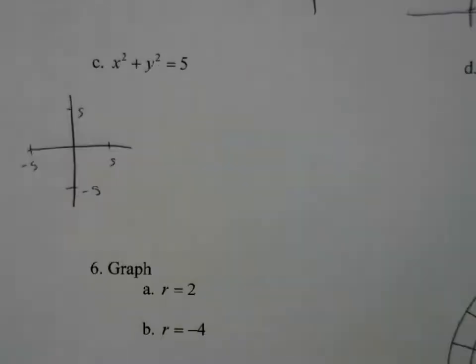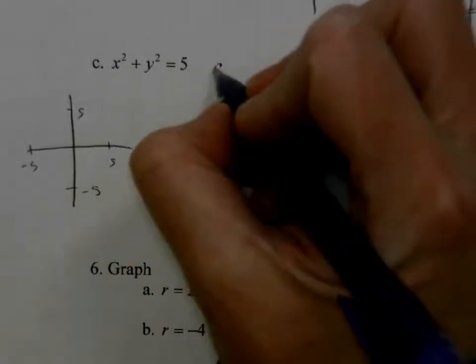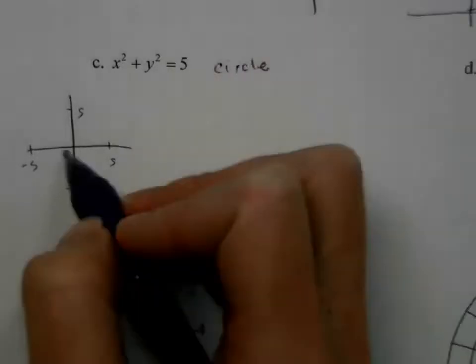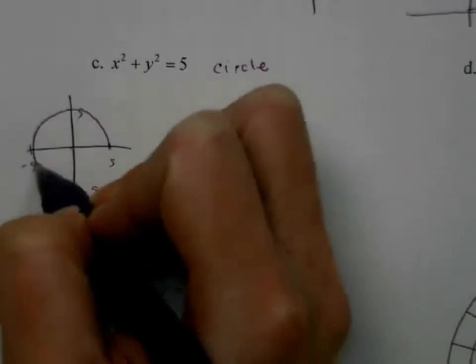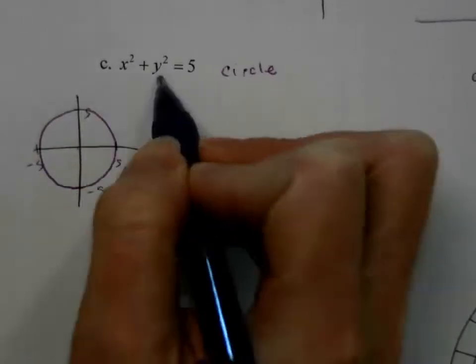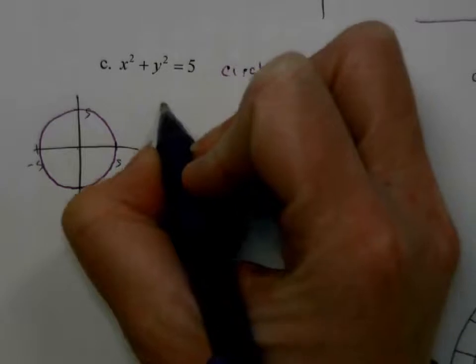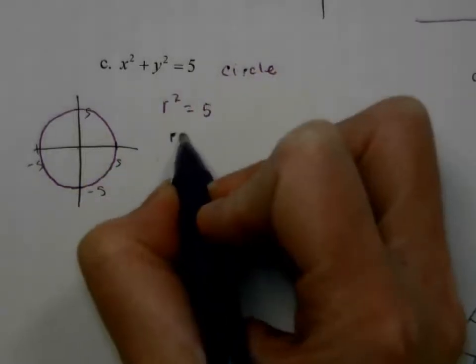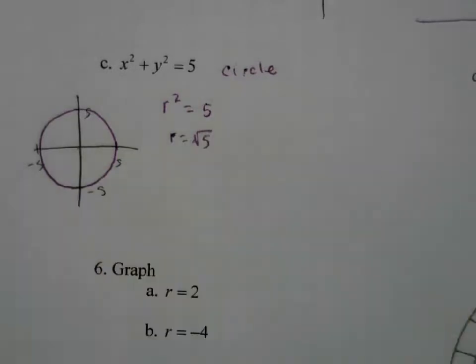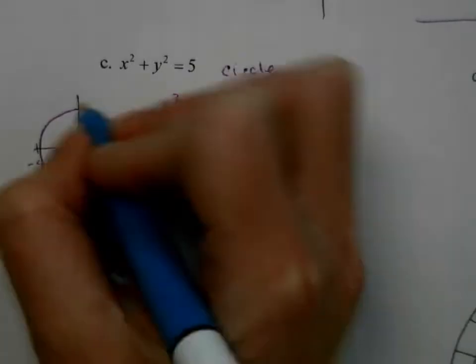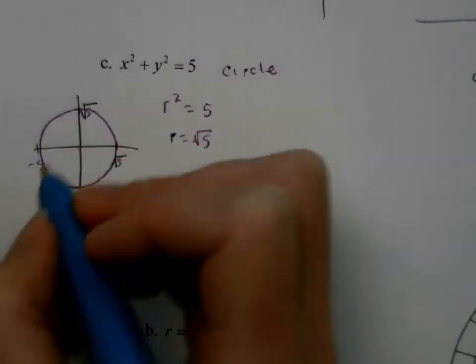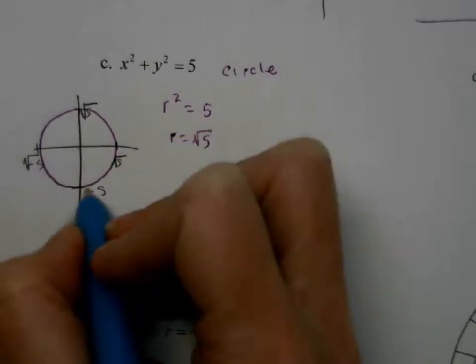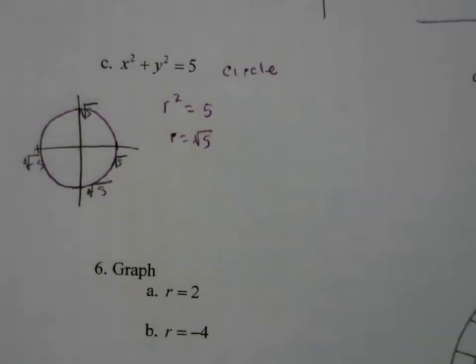Hopefully you recognize this one as a circle. It is centered at the origin with a radius of 5. X squared plus y squared equals r squared. Actually, sorry, r equals the square root of 5. So these are actually all square root of 5. Okay. And then our equation is r equals root 5.